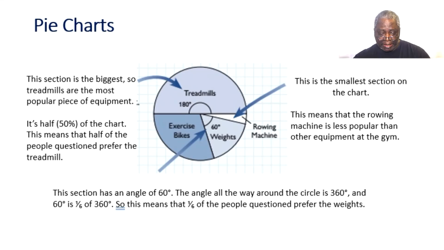This section has an angle of 60 degrees, that is the weights. The angle all the way around the circle is 360 degrees, and 60 degrees is 1/6 of 360. So this means that 1/6 of the people questioned prefer weights to other things.